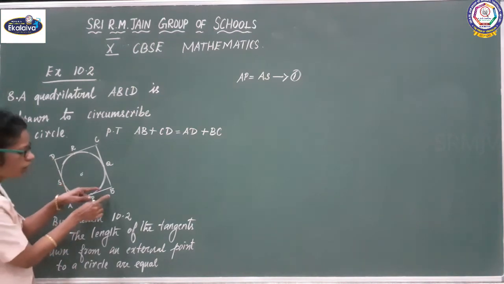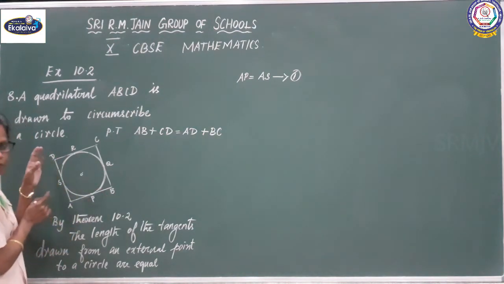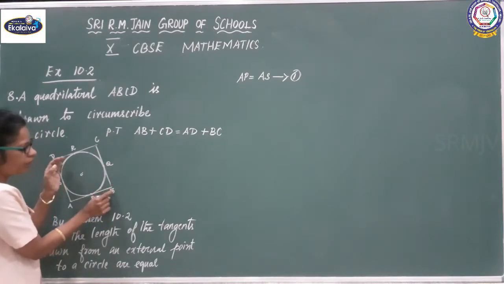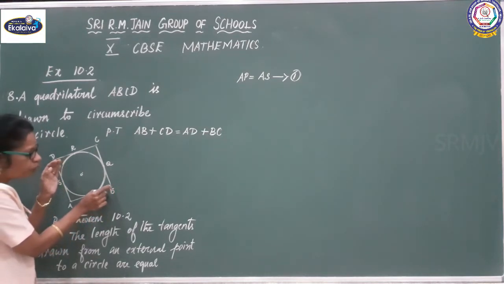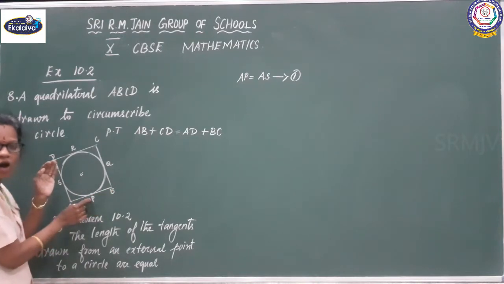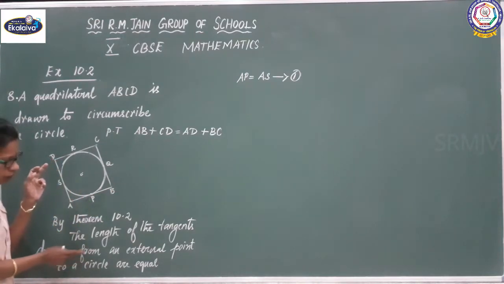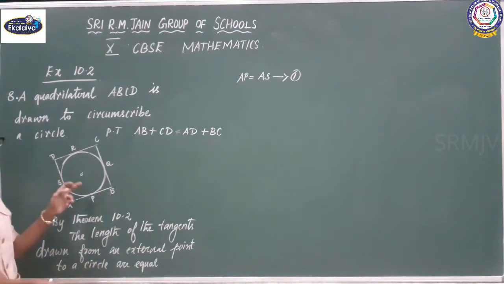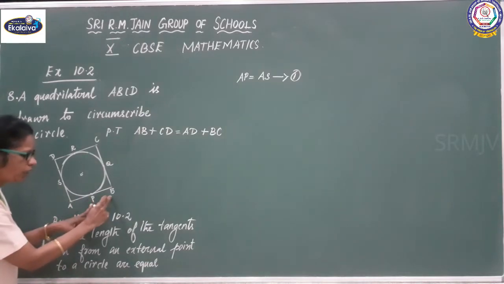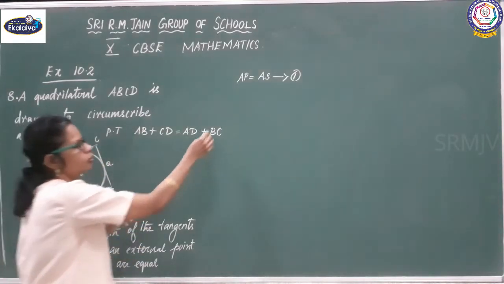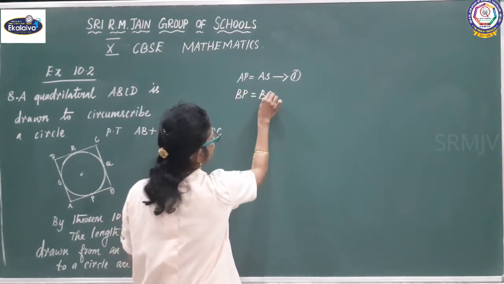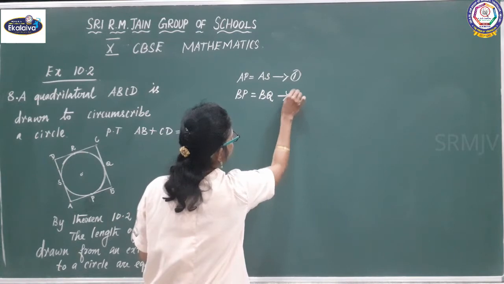Now we'll pass on to the next point, B. Forget about the other things. Your concentration should be on B. B is an external point. BQ and BP are two tangents. The same theorem, the length of the tangent drawn from an external point to a circle are equal. That means what is your conclusion here? PB equal to BQ. That is equation number 2.